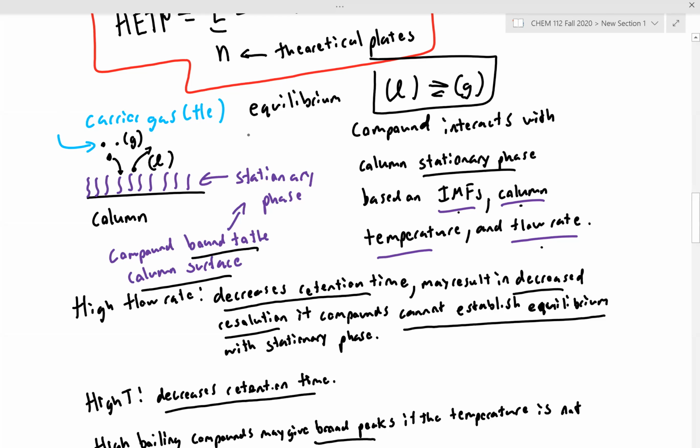A high flow rate pushes your sample quickly through the column, decreases your retention time, and may result in decreased resolution, as we're not able to establish this liquid-vapor equilibrium as readily. Just like in a distillation, this liquid-vapor equilibrium between our sample in the mobile phase and our sample in the stationary phase is critical for an effective separation.